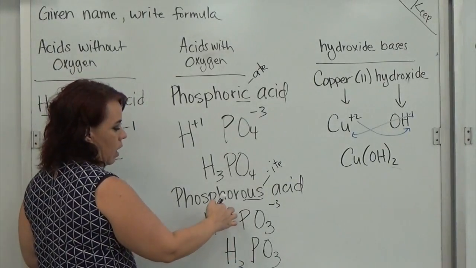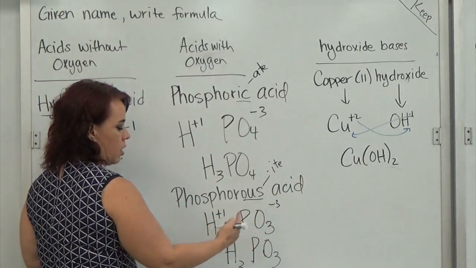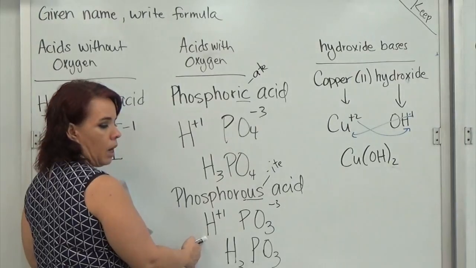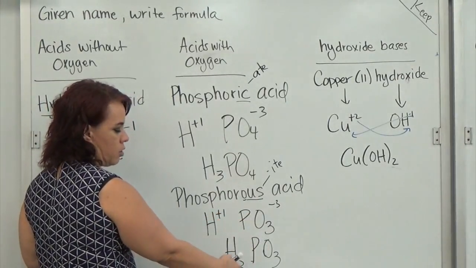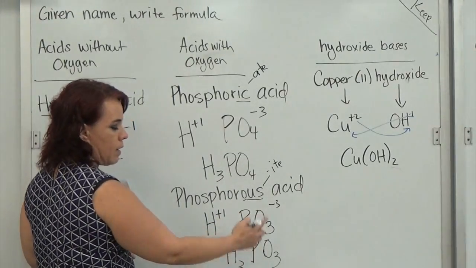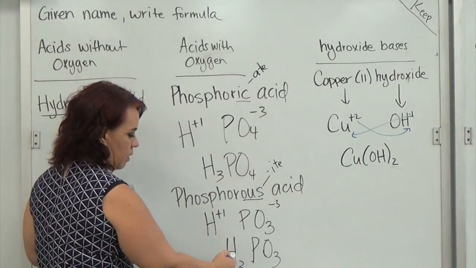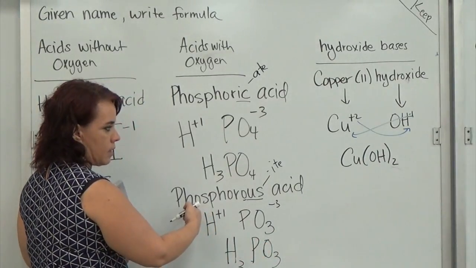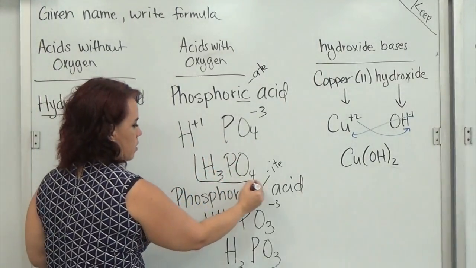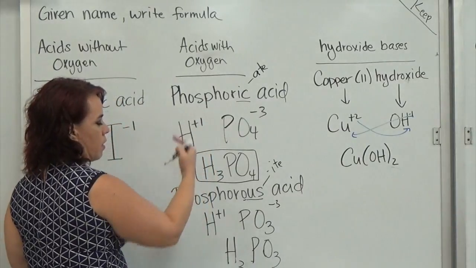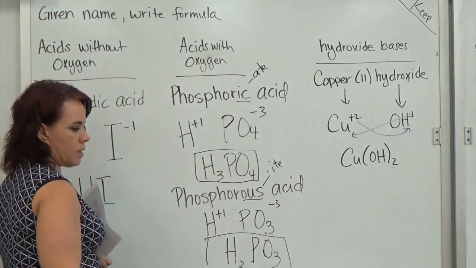So again, I have PO3, which is the phosphite ion with a -3 charge. I have the +1 hydrogen ion. I crisscross. The 3 goes after the hydrogen. There is nothing after the PO3 because I only need one phosphite ion. So this is the formula here for phosphorous acid. And this here is the formula for phosphoric acid. And this here is the formula for phosphorous acid.